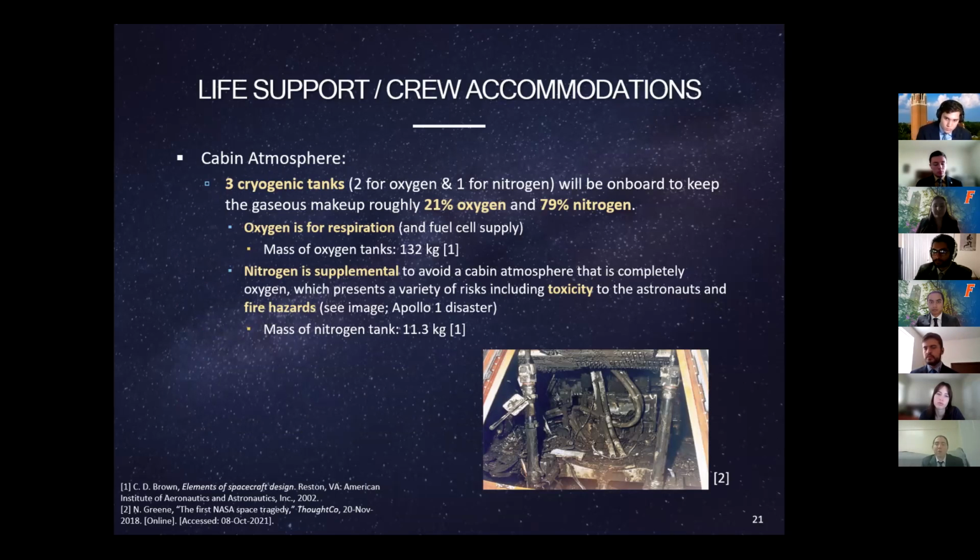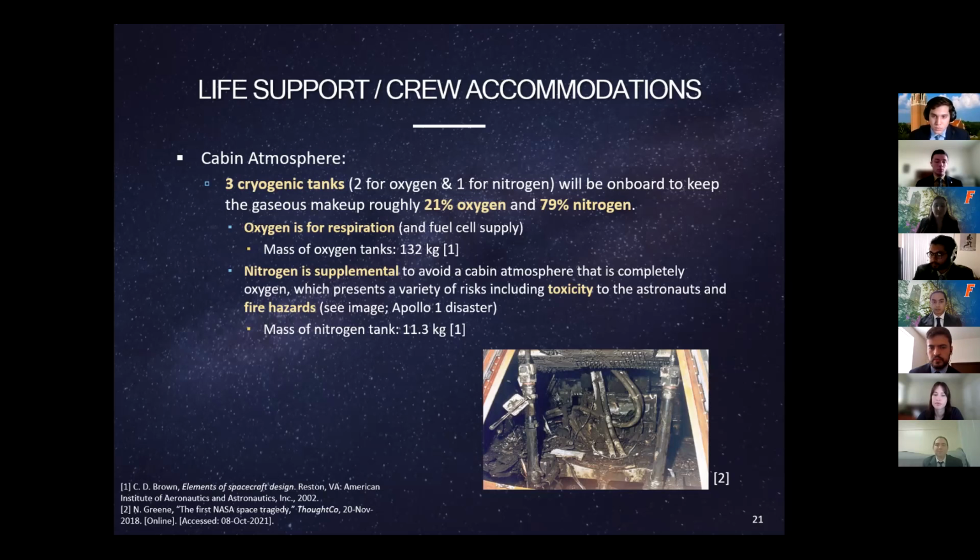And for life support and crew accommodations, we'll start with the cabin atmosphere. For the cabin atmosphere, we have 3 cryogenic tanks, 2 for oxygen and 1 for nitrogen, which will be used to keep a gaseous makeup within the cabin of 21% oxygen, 79% nitrogen, similar to that of Earth. Oxygen is obviously for the respiration for the astronauts, but it will also be for the fuel cell supply. And the nitrogen is just supplemental, and it's to avoid a completely oxygen environment, because a completely oxygen environment will introduce toxicity to the astronauts and fire hazards, which can be seen in this image of the Apollo 1 disaster.